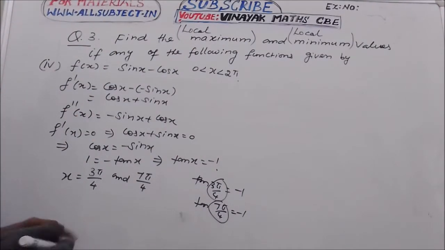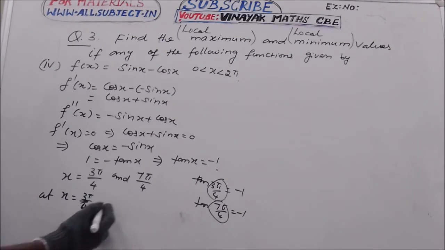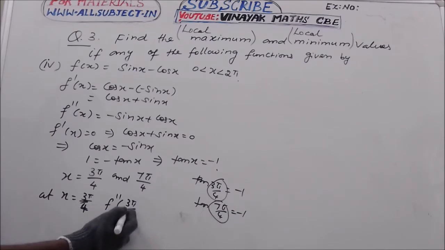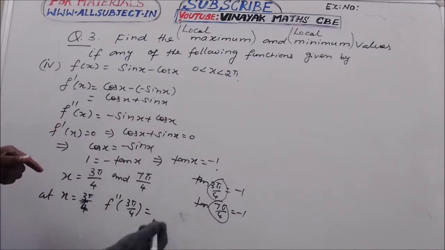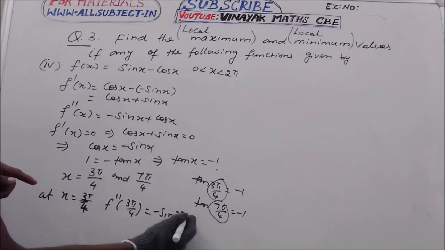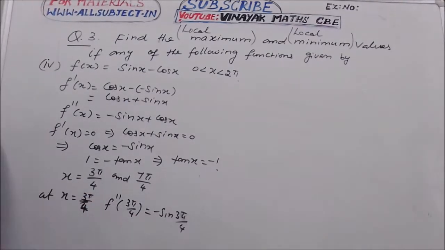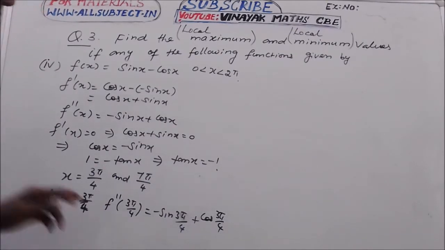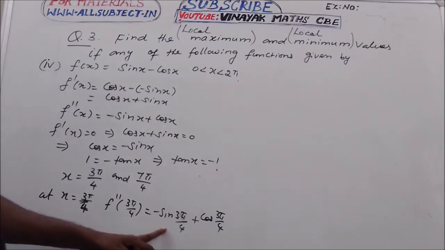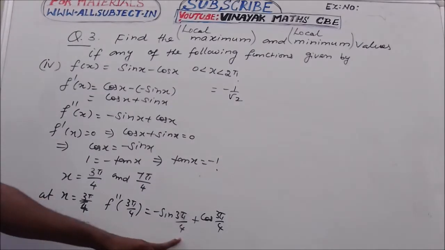At x is equal to 3 pi by 4, that is 135 degrees, f double dash of 3 pi by 4 equal to, f double dash is minus sin x plus cos x, so minus sin 3 pi by 4 plus cos 3 pi by 4. Minus sin 3 pi by 4 value is minus 1 by root 2. That is sin 135 degree.